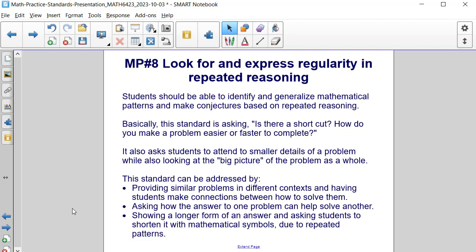And then if you do a couple more examples like that, showing the expanded form and then the final answer, you can then ask the students these exact questions. Is there a shortcut? Is there another way that we can find these answers faster and easier? And most often they will, especially if it makes it easier and faster to complete the problem.